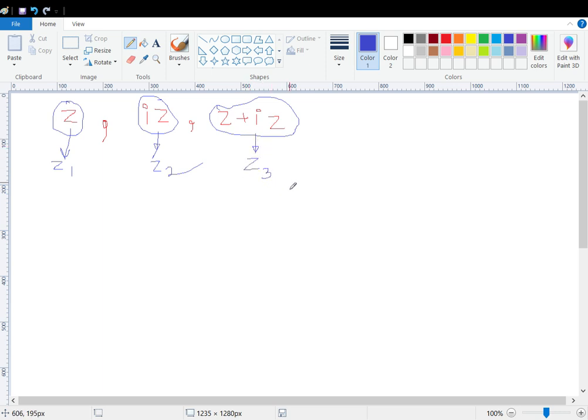Now you have been asked to find the area of the triangle formed by these three complex numbers on the Argand plane. So any 3 points, if you try to connect them, definitely you will end up having a triangle. So you need to find out the area of this triangle. So how do you proceed?